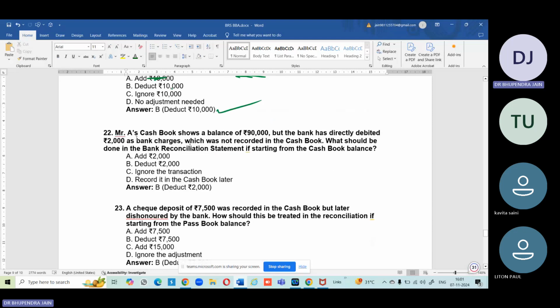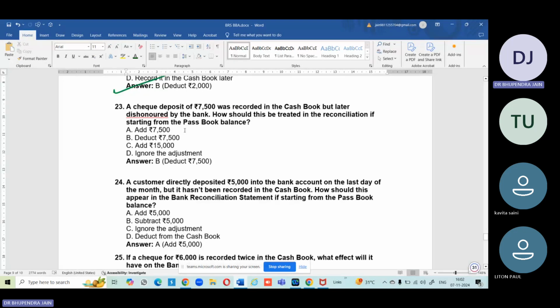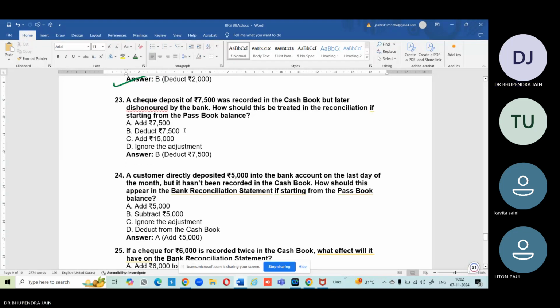Mr. Anil's cash book shows a balance of 90,000, but the bank has directly debited 2,000 rupees as a bank charge. Okay, beta. We have to start the question from cash balance. So क्या करना? Minus करना है. Because the bank has deducted the bank charges. We hadn't deducted 2,000 rupees, then we have to deduct how much? 2,000. We have already solved 3 questions, complete question.